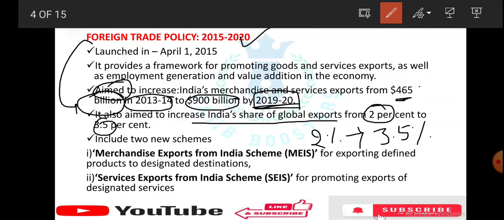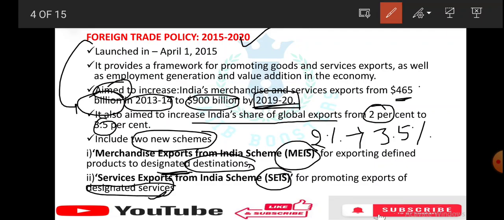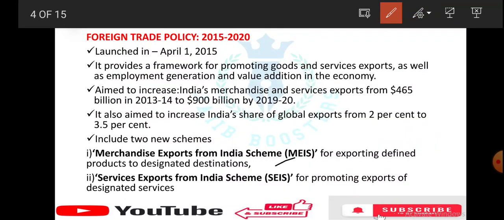In foreign trade policy, two schemes were introduced. What are they? MEIS and SEIS. MEIS is the Merchandise Exports from India Scheme, and SEIS is the Services Exports from India Scheme. What is Merchandise Exports from India Scheme? It is nothing but exporting products to designated destinations. What is Services Exports from India Scheme? It is nothing but promoting exports of designated services. Here services and there destinations. This is the main difference.